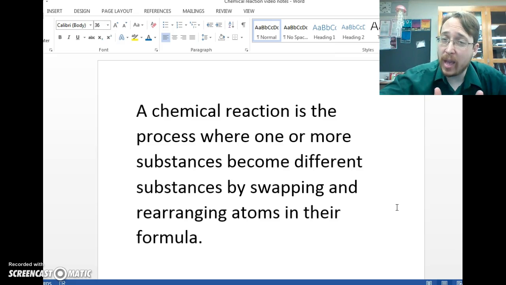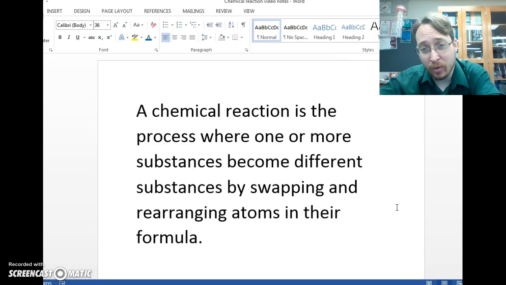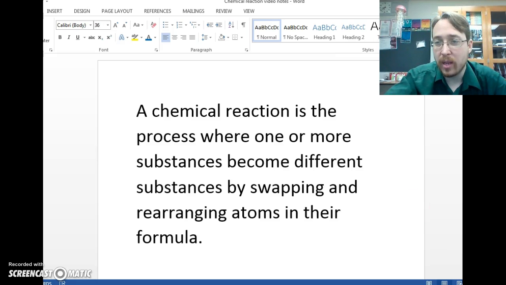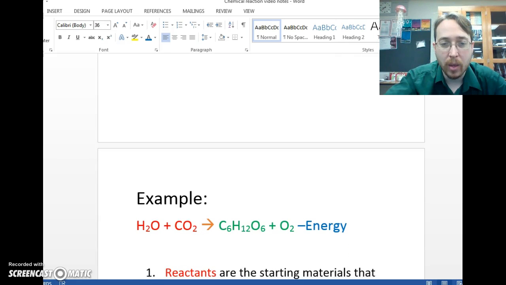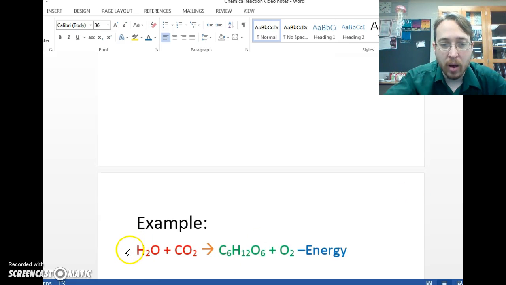So if you're looking at a situation and you've got one set of chemical formulas and then at the end you get a different set of chemical formulas, that is a chemical reaction. So let's take a look at an example. We're going to use a famous example from general biology. We have H2O, so this is our water, and CO2, this is our carbon dioxide. We've got this arrow here, gives us C6H12O6, which is our formula for glucose and oxygen.